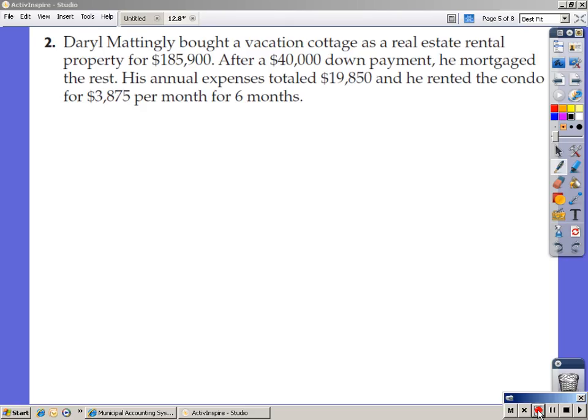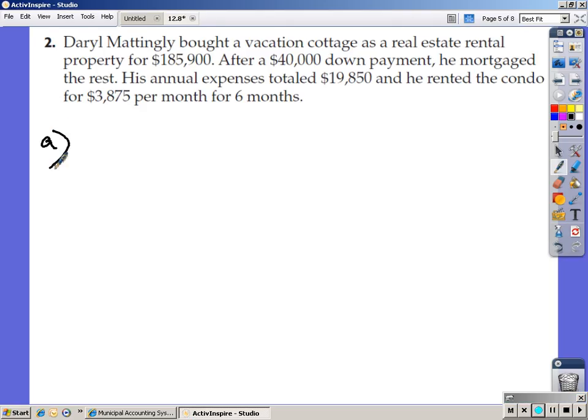Okay, so Daryl Mattingly bought a vacation cottage as a real estate rental property for $185,900. After a $40,000 down payment, he mortgaged the rest. His annual expenses totaled $19,850. He rented the condo for $3,875 a month for 6 months. Okay, first thing we've got to find is his annual net income.